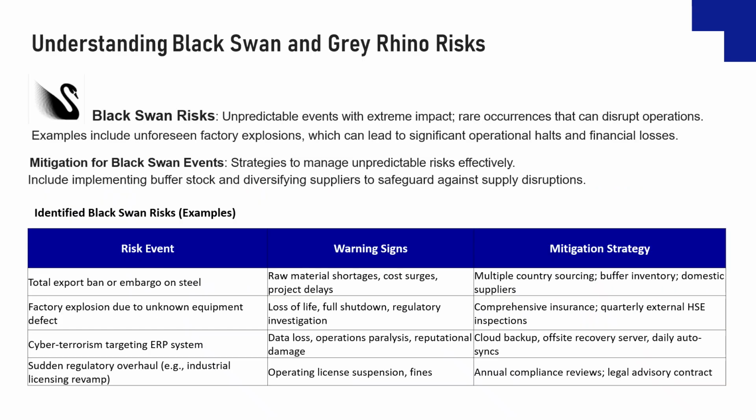Black swan events and risks, like sudden factory explosions, are rare but highly disruptive. In the table, we can identify black swan risks with the warning sign and mitigation strategy, such as a total export ban on steel. The warning sign will be raw material shortages. The proper mitigation strategy will be multi-country sourcing, and so on.